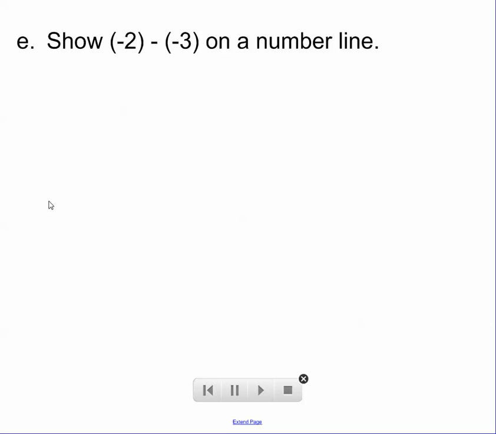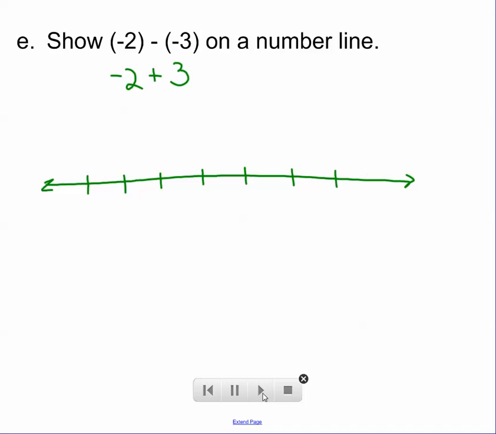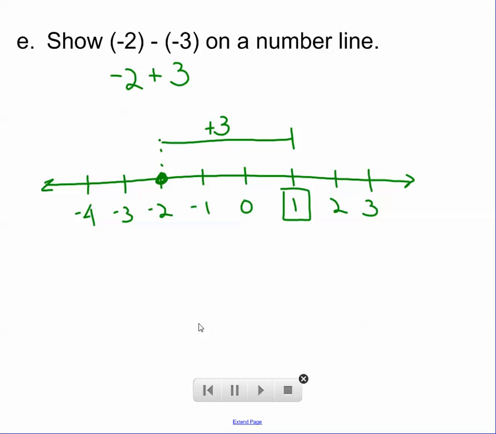So let's show -2 minus -3 on a number line. Well, the first thing I would do is change it to addition again. Subtracting -3 is the same as adding 3. Then I'd make my number line. I'm going to start at -2. And then I'm going to move up 3 spaces because I'm adding 3. That leaves me at +1.